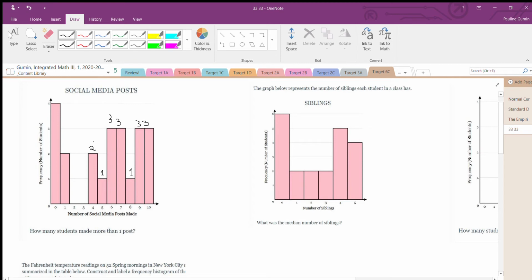Let's add that all up. 2 plus 1 plus 3 plus 3 plus 1 plus 3 plus 3. That's 16.